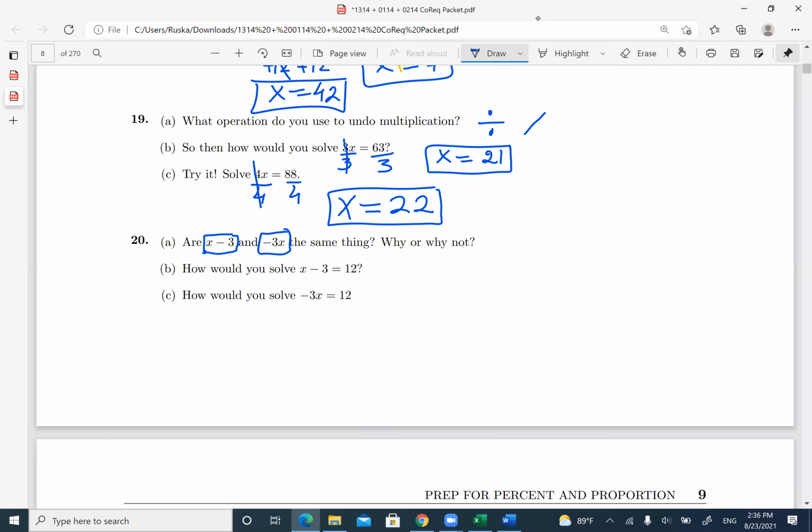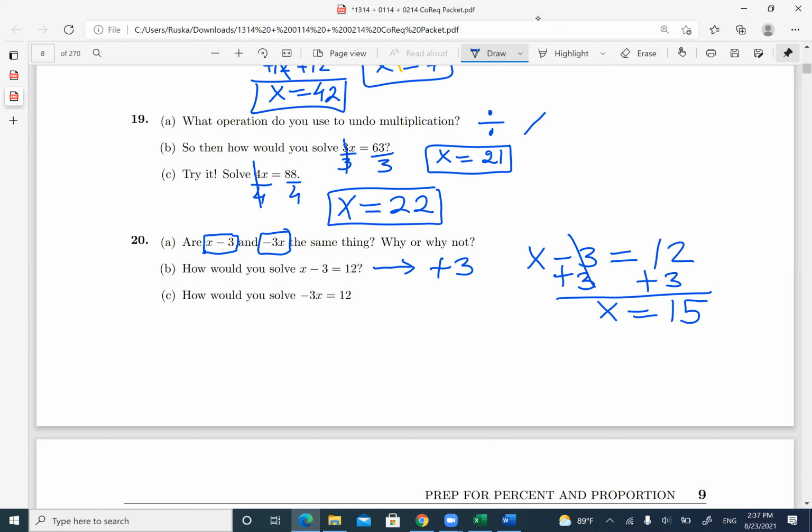Now, how do you solve x minus 3 equals 12? Add 3 to both sides. That's right, you're gonna add 3 on both sides. And I'm gonna write it here. So you have x minus 3 equals 12. You're gonna add 3. And you're gonna get x equals what? 15. That's right.